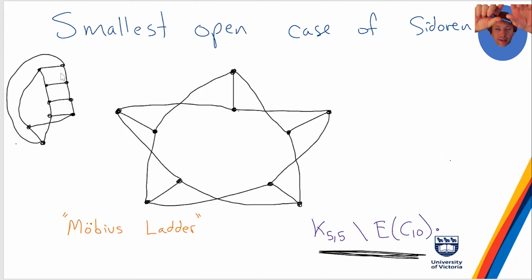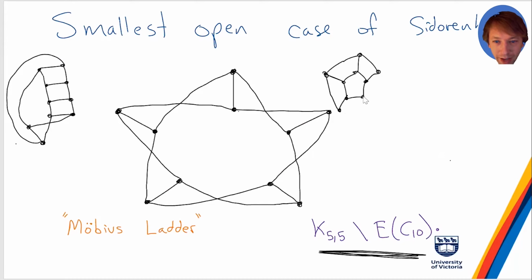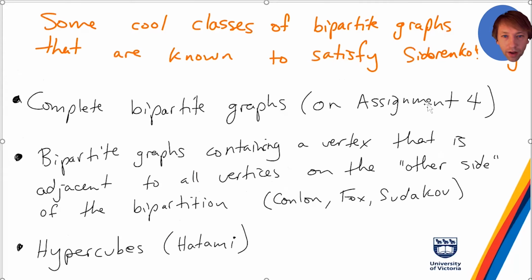It's like a ladder that goes around back onto itself, but with one twist. It's like a pentagonal prism, if that makes sense, except that it's not a prism. It has one twist, but imagine I just cut this and switch the edges. And that makes it bipartite. And nobody knows if this conjecture is true for this graph.